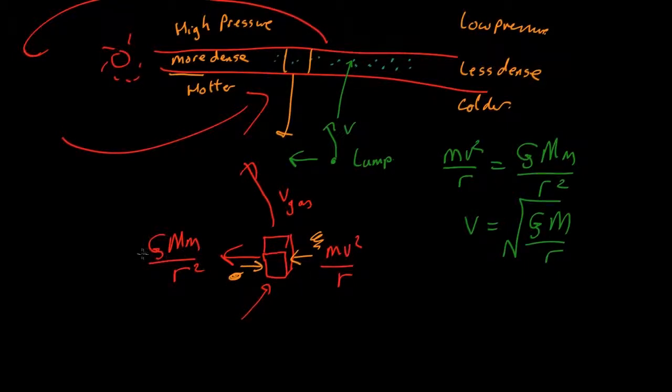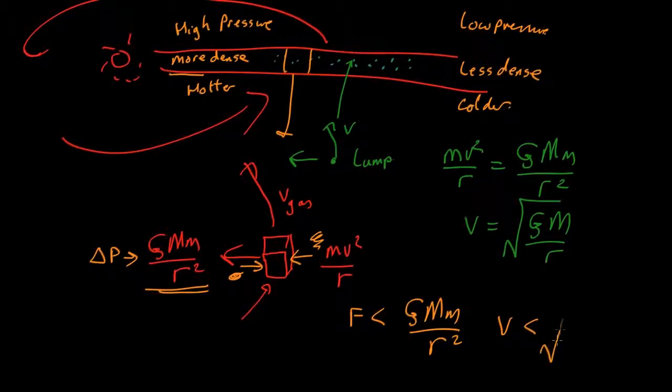So what this means is, in addition to the GMm over r squared going inwards, you've got some sort of delta pressure pushing outwards, which will partially cancel out the gravity. It won't win, the gravity is a much stronger force. What it means is the force towards the middle is a bit less than GMm over r squared, which means that the velocity will be a little bit less than root GM over r, the normal orbital speed. Okay, so lumps travelling at orbital speed, gas travelling a little bit slower.